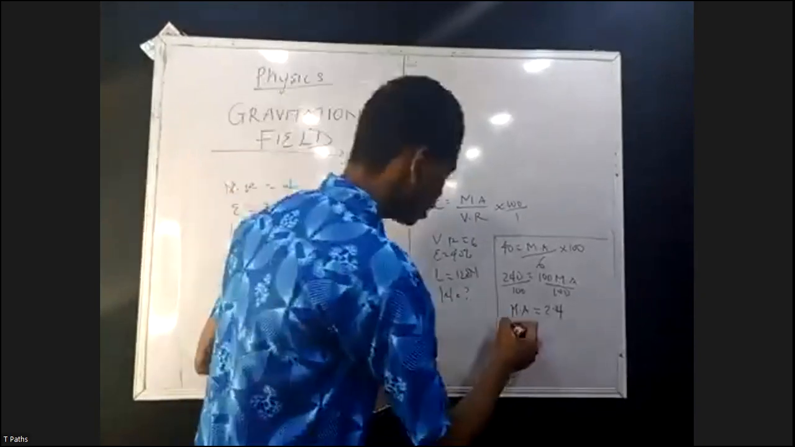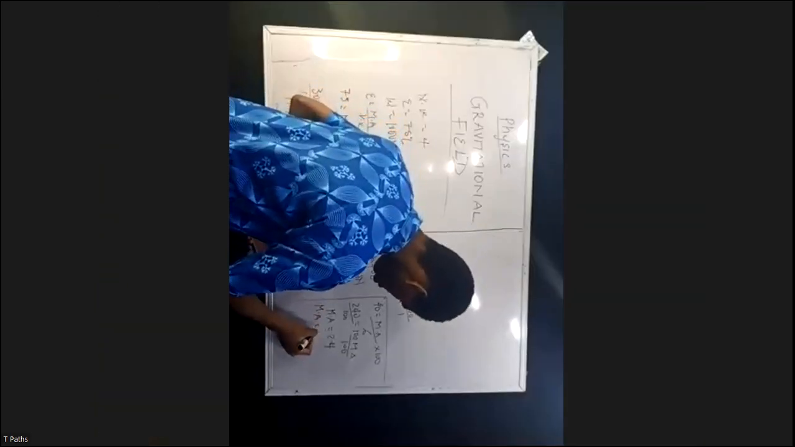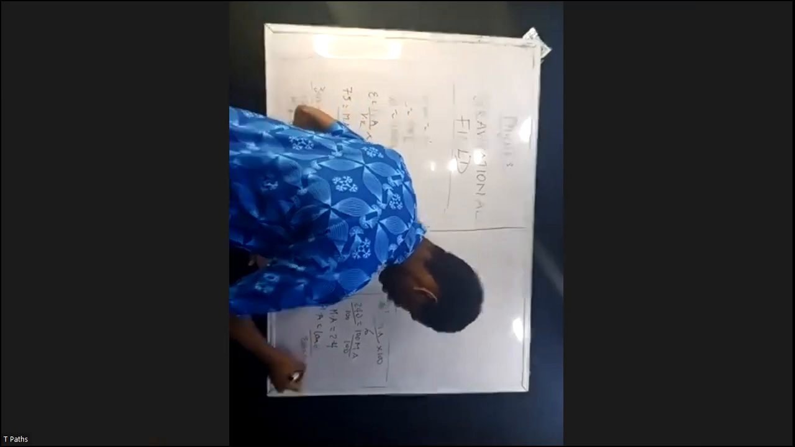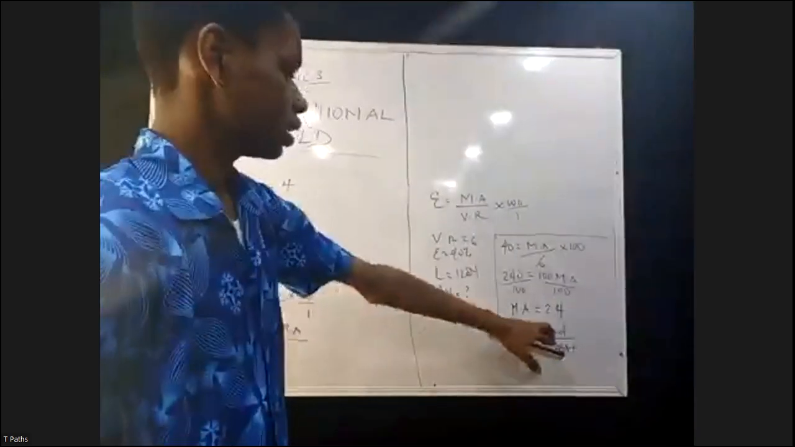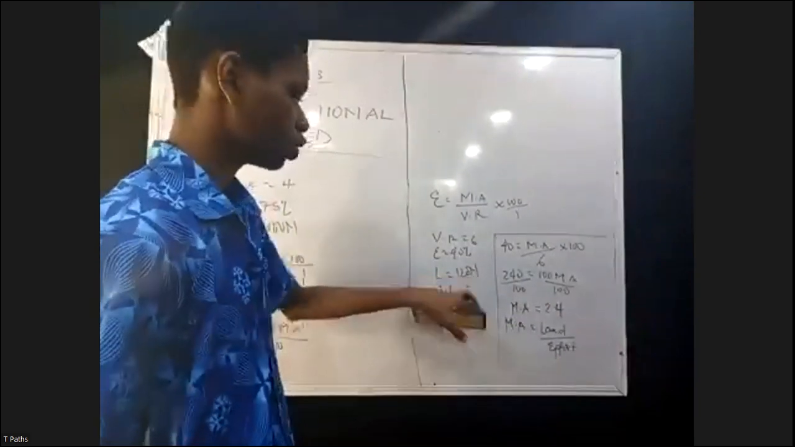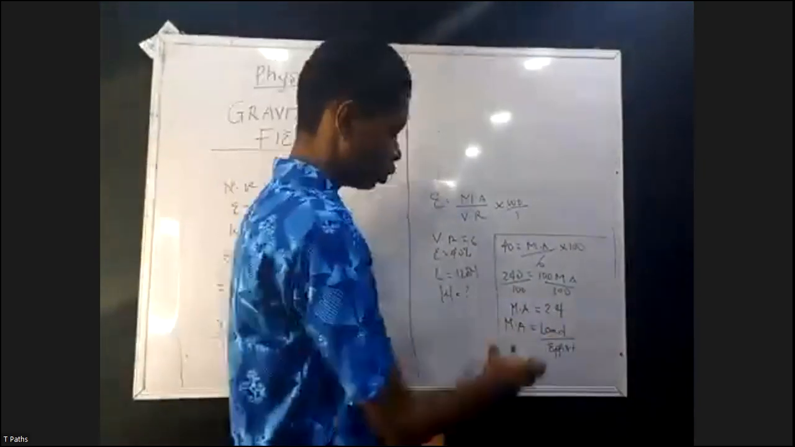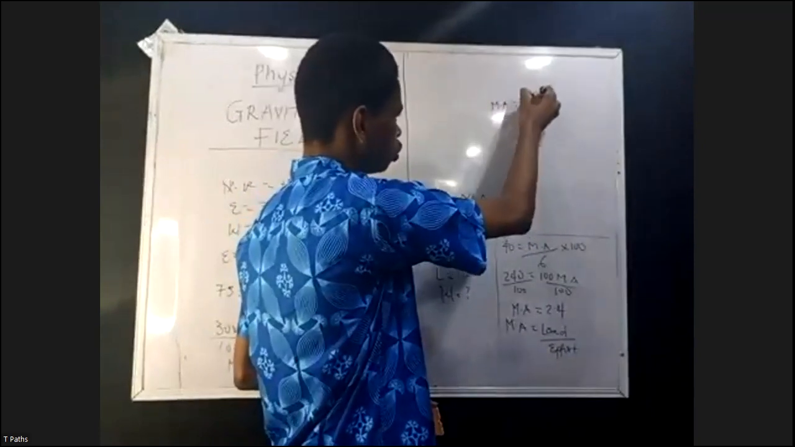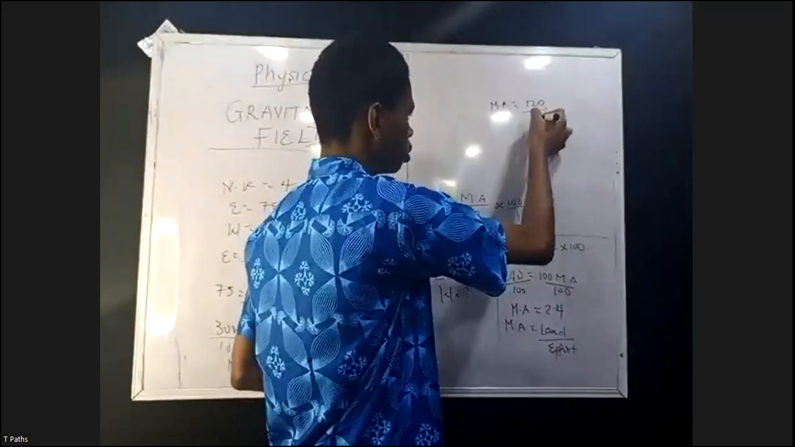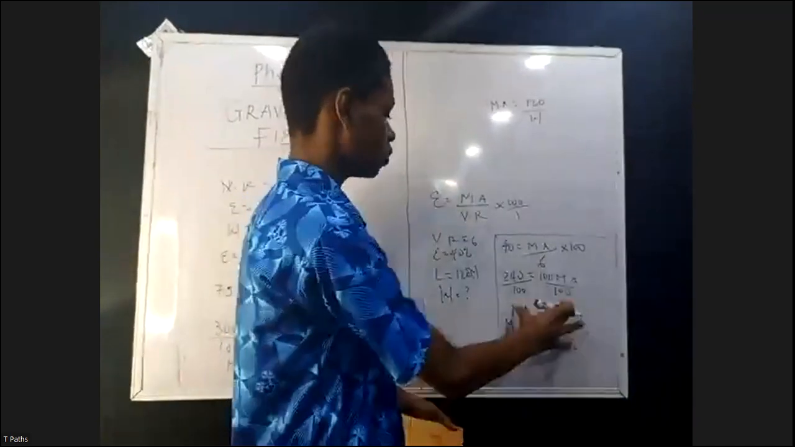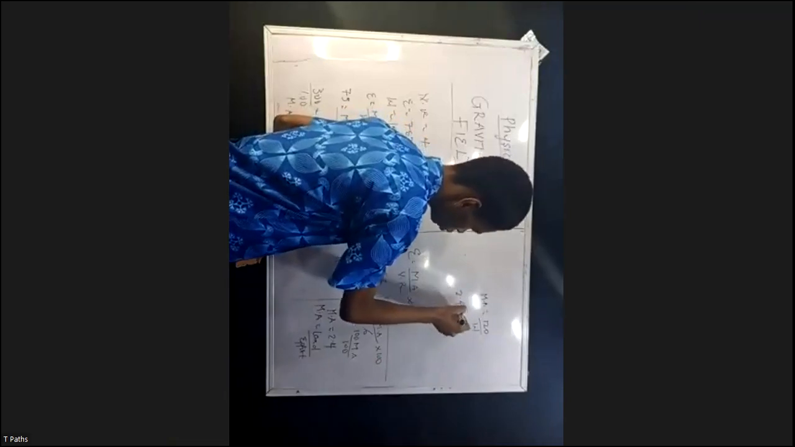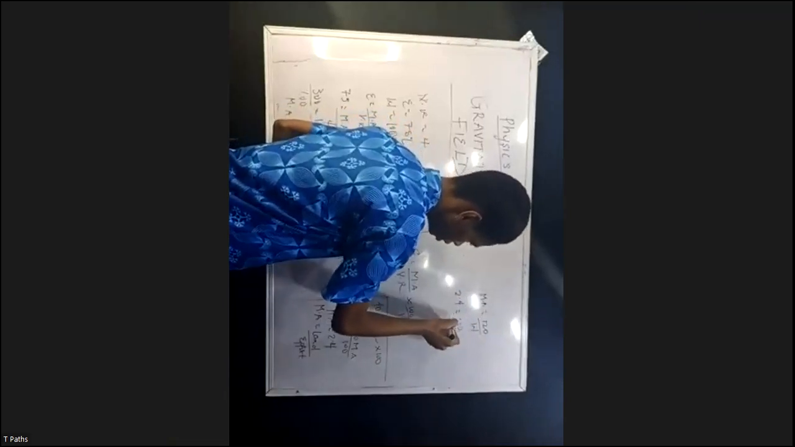So I'll say mechanical advantage is equal to load over effort. And don't forget the value of my load in the question is 120, while the effort is what we are asked to look for. So I will just continue from here. Mechanical advantage. Here, what I'm going to replace is the mechanical advantage I just calculated as 2.4. So I'll say 2.4 is equal to 120 over effort.